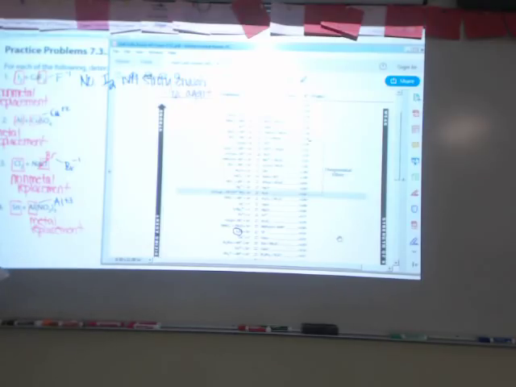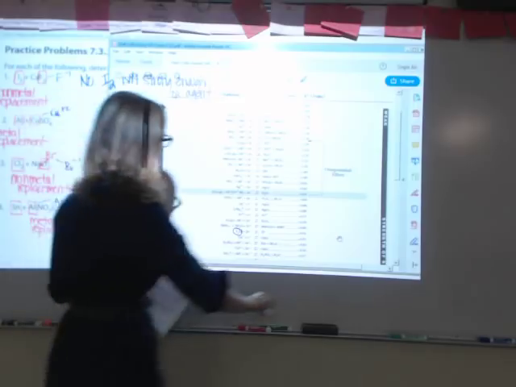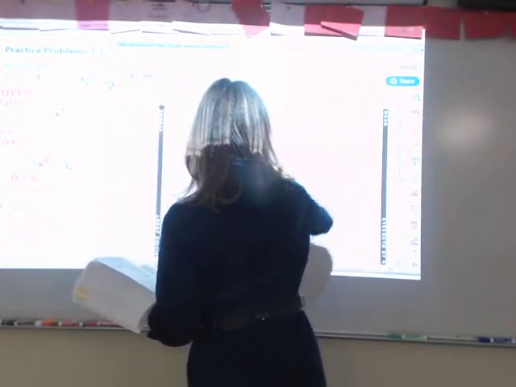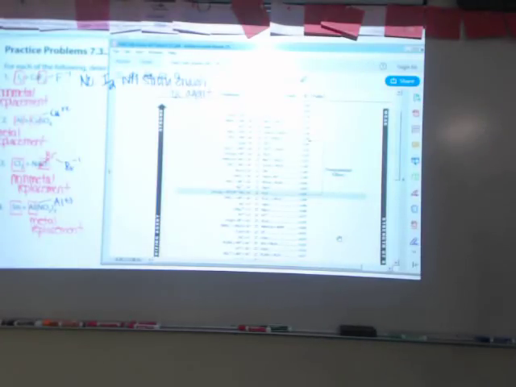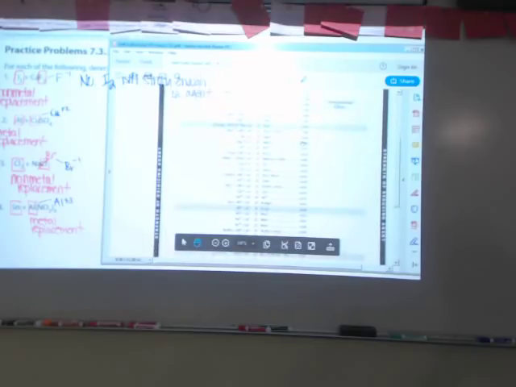And then let's take a look at number 2. For number 2, we're looking for the Cu+2 ion and the aluminum. So let's bring this down.